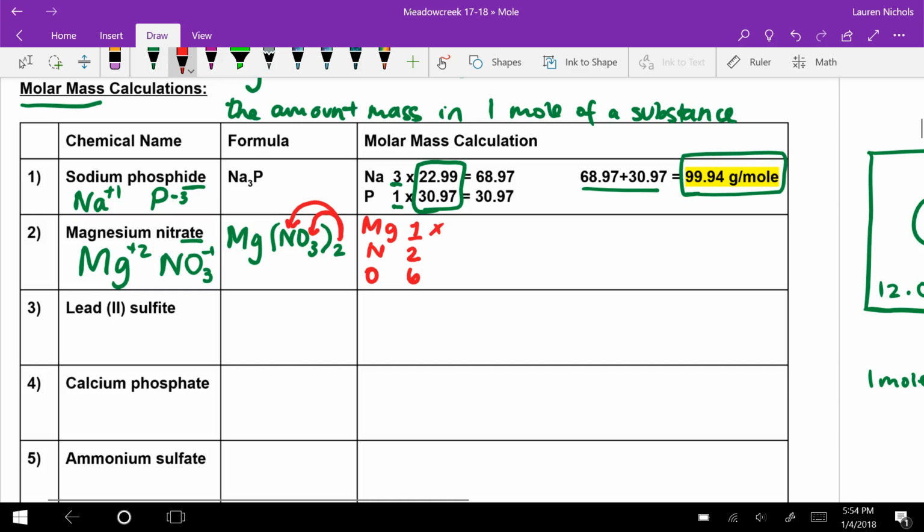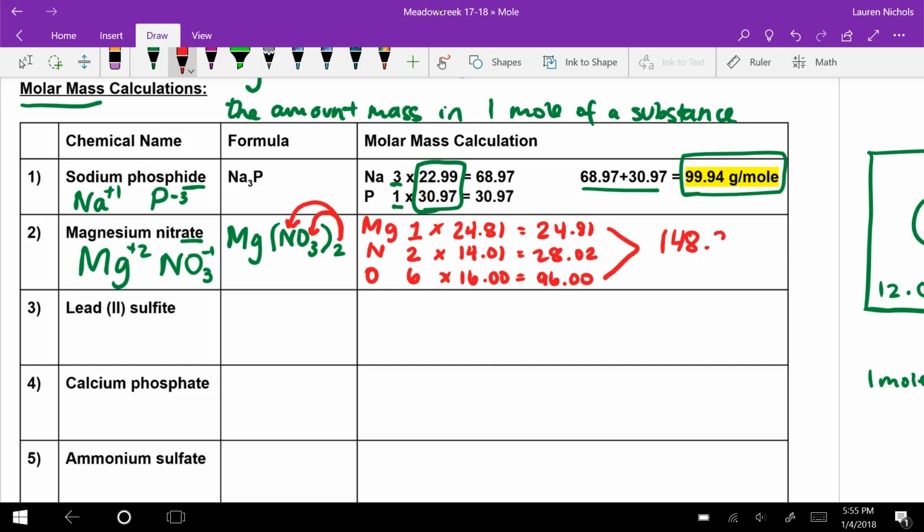So I look at my periodic table that you should have in hand, and magnesium has a mass of 24.81, nitrogen has a mass of 14.01, and oxygen has a mass of 16.00. Now, when I multiply these out, I'm going to have 24.81, 28.02, and 96. And then I'm going to add these 3 answers together, and I will get 148.33 grams per mole of magnesium nitrate.